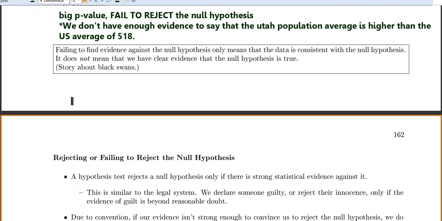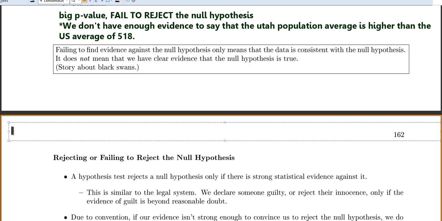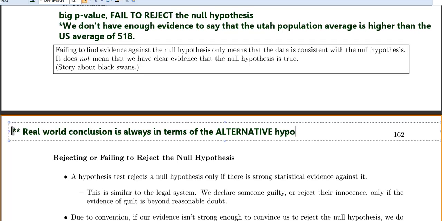Okay. So on this next page, let's write ourselves a note that the real-world conclusion is always in terms of the alternative hypothesis. I know that seems slightly strange at first, especially because we spend so much time talking about the null, but remember, the alternative is what we're hoping to show, so our conclusion will always be in terms of the alternative.